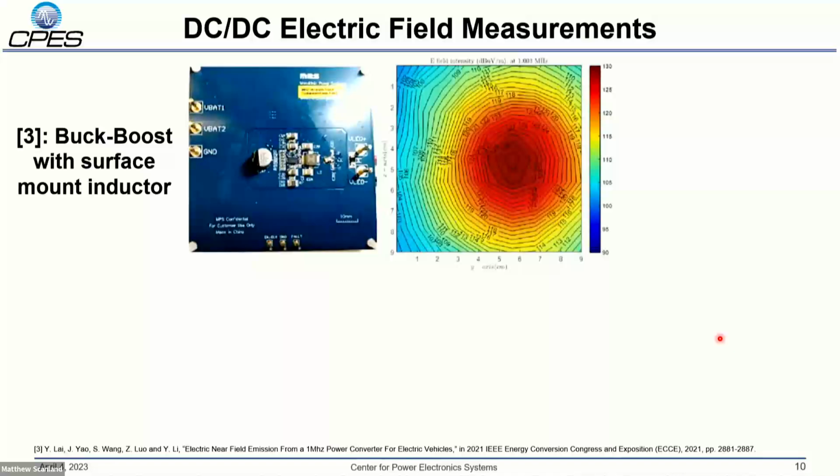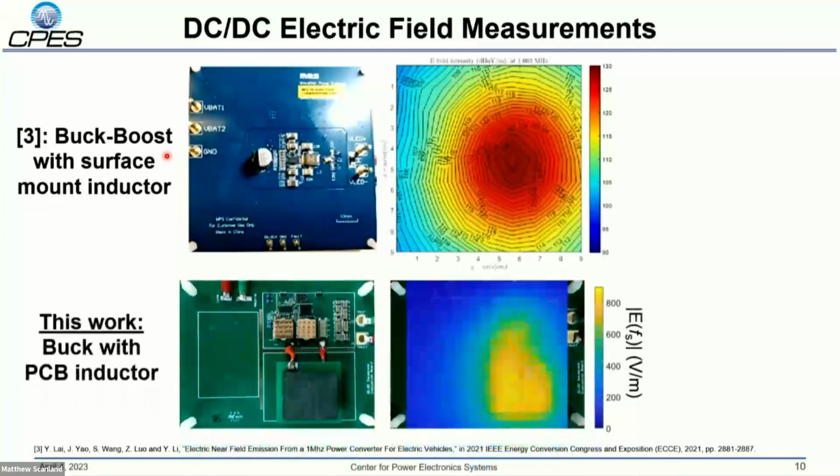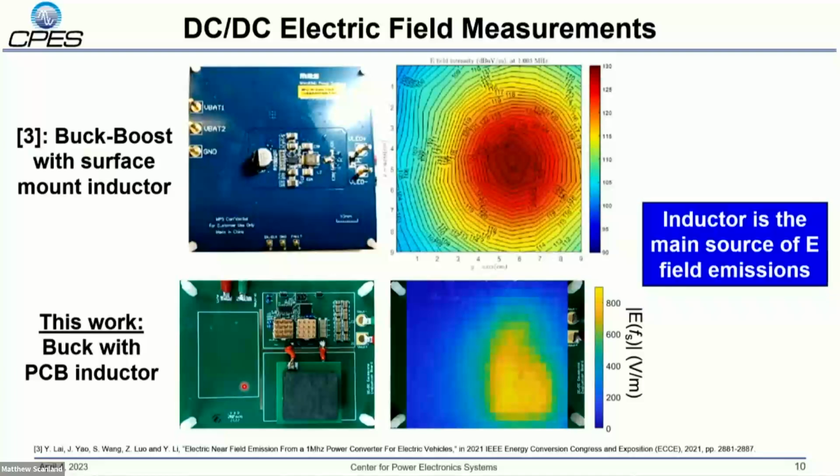So previous work identified the surface mount inductor as the main source of electric field emissions in a buck-boost converter. For our work, we identified the PCB inductor as the main source of electric field emissions in a buck converter. So the topology is different and the inductor structure is different, but our finding is the same, which is that the power stage inductor is the main source of electric field emissions. This is because the windings of the inductor have a relatively large surface area, which is connected to the switching voltage of your converter.